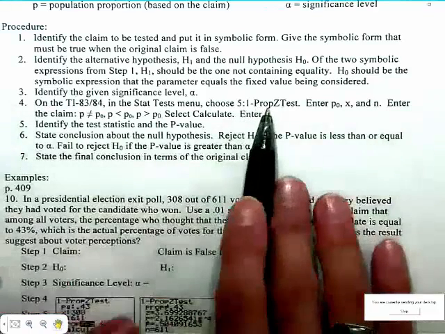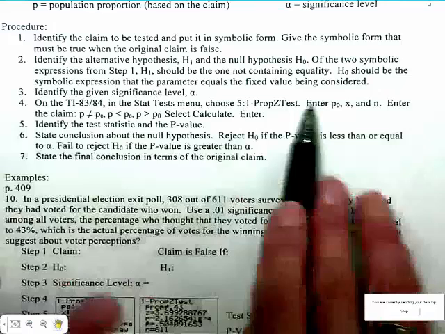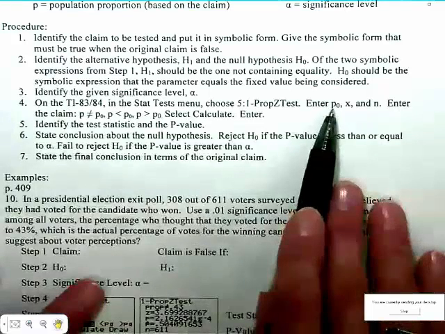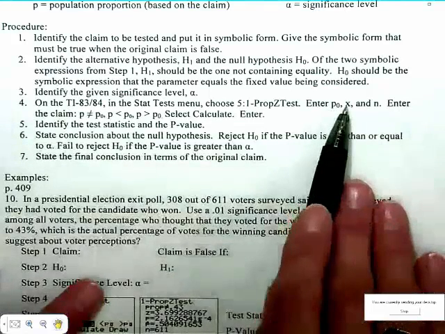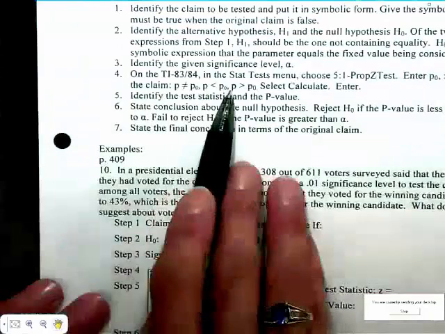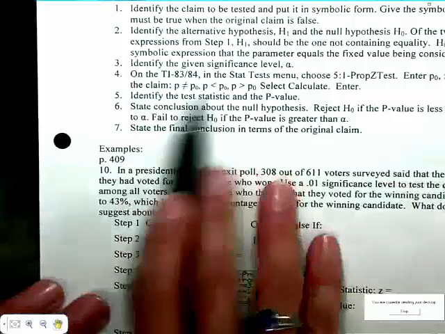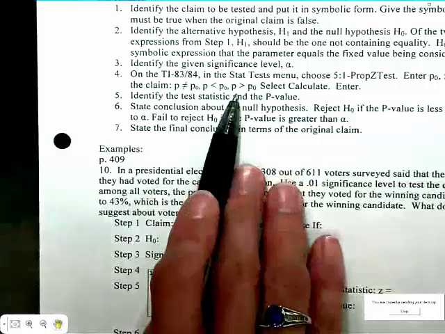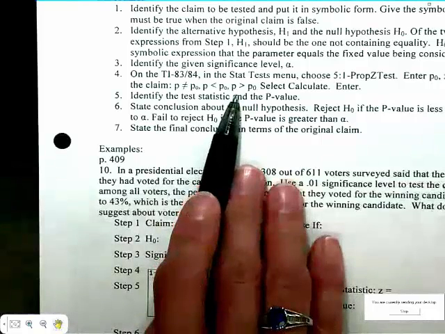You have to enter the P sub 0, which is the quantity in the claim, the proportion in the claim. X is the number of successes out of n trials. Then you have to choose either not equal to, less than, or greater than. That's based on your alternate hypothesis. You pick the symbol that's in your alternate hypothesis so that the calculator knows whether you're doing a left tail, a right tail, or a two-tail test.